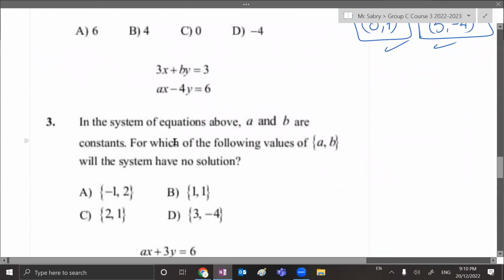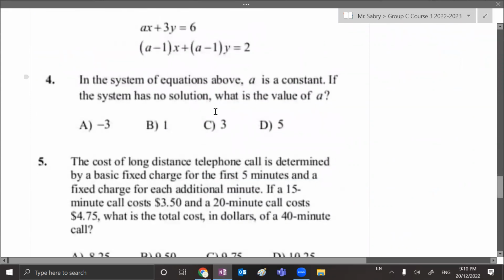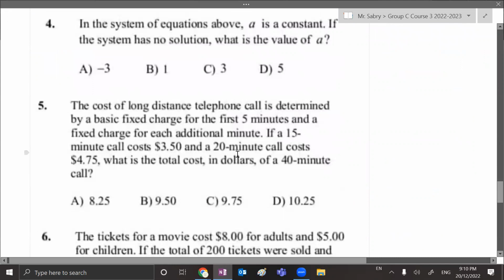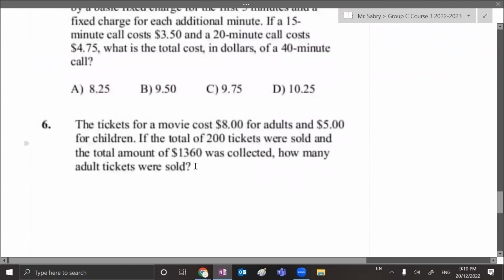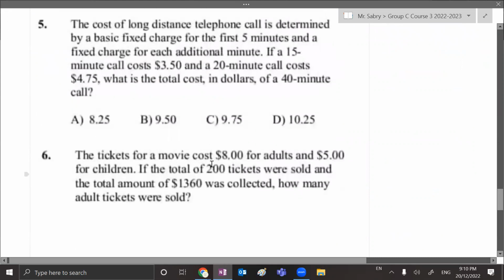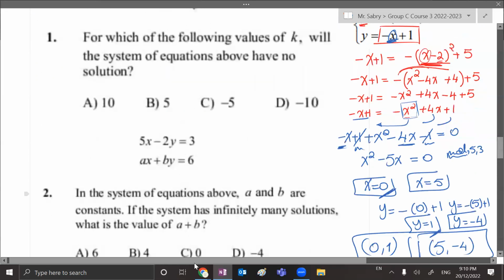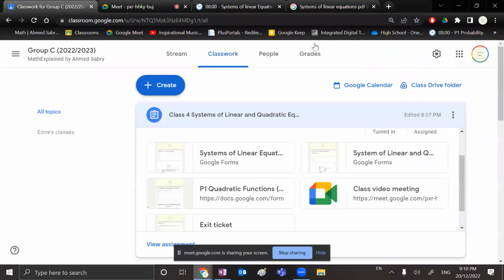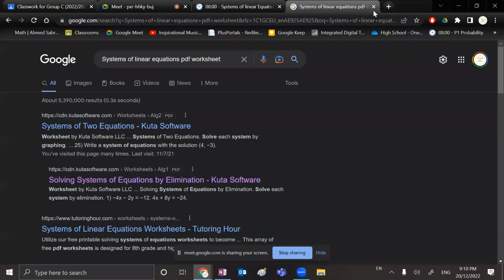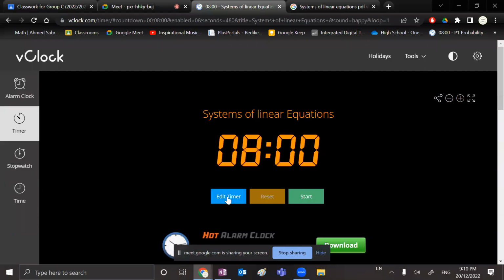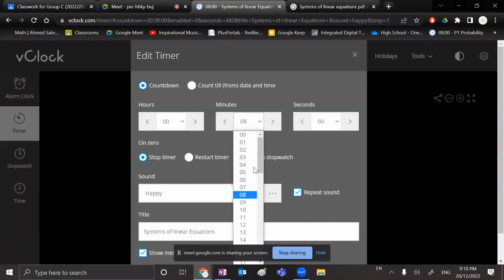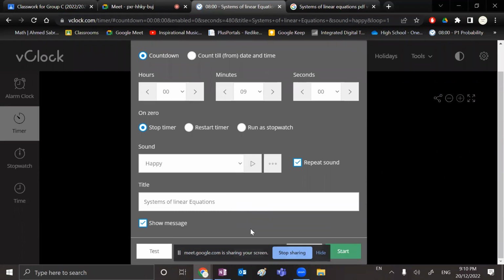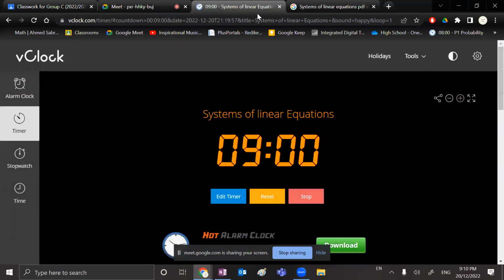What does that mean? هنا this one means برضو they have no solution. No solution. This one is a system of equations that needs to be solved, so it has a solution, and this one also has a solution. Let's try them out. All 6 questions will give you 9 minutes. Nine minutes starting right now.